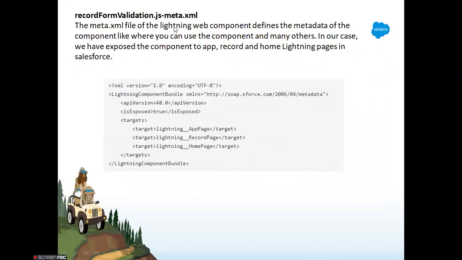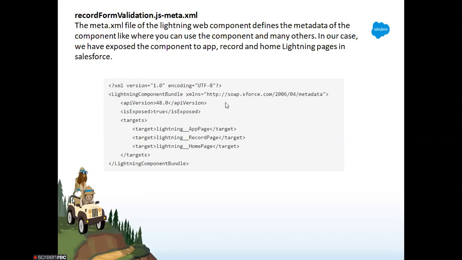And when we talk about our XML file, that means metadata file, what we have to do, we have to make them available. So for that, we need to use the isExposed true property, and you need to specify the target where you want to utilize your component. So it can be your app page, record page, or home page, right?